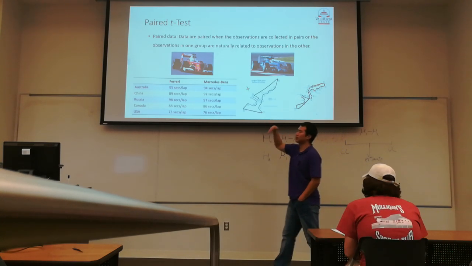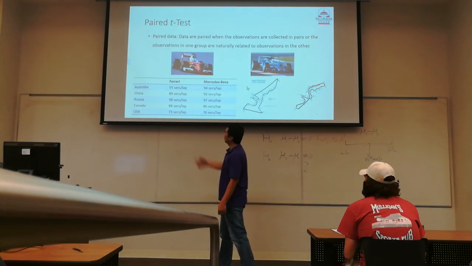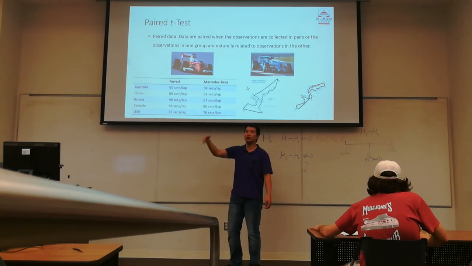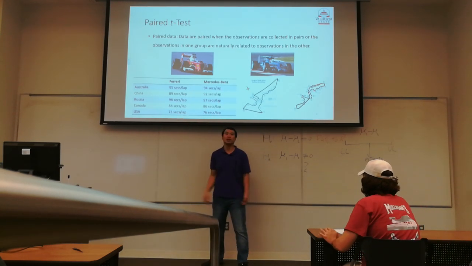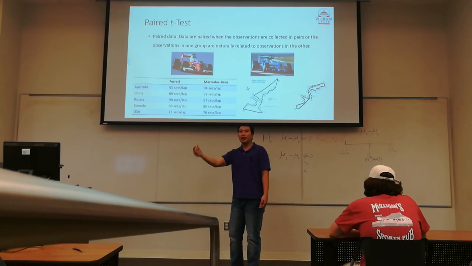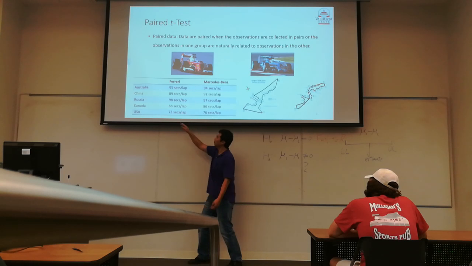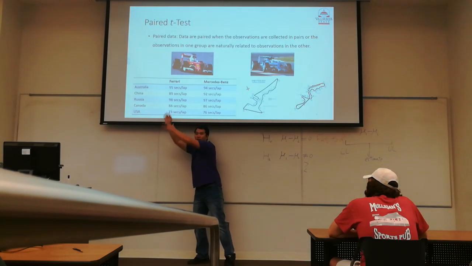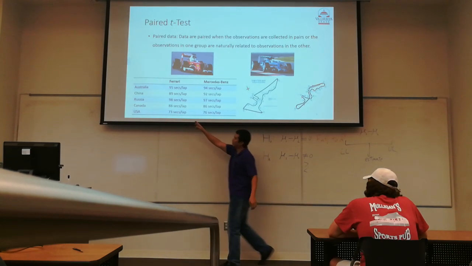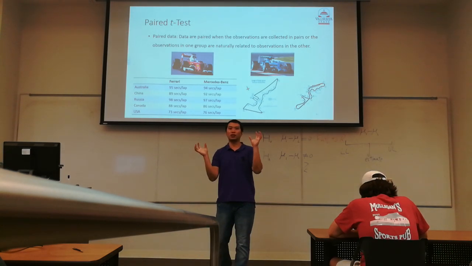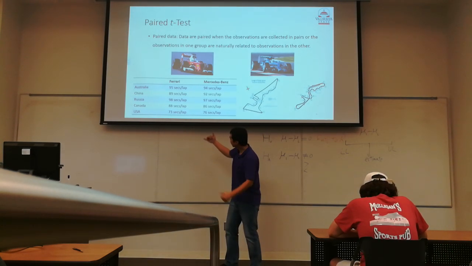And in China, I do the sampling. Again, in Russia, I collect samples from Ferrari and Mercedes. In Canada and the US, I do the same. You see, the samples, or observations, are collected in pairs. In the US, I collect samples from Ferrari and Mercedes. In Canada, I do the same, so it's in pairs. Those two values are collected in pairs.